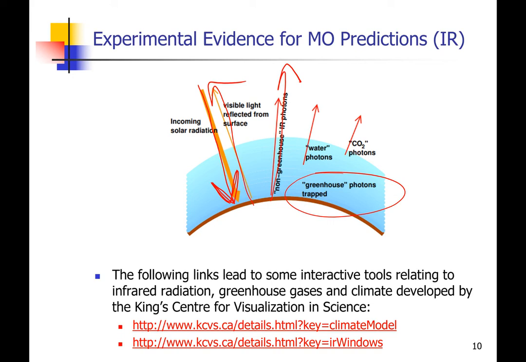I've also included links to a couple of visualizations from the King's Center for Visualization in Science. These are really cool little interactive apps or tools, whatever you want to call them. You can use them on a computer, you can use them on a phone. And the first one talks about infrared radiation and greenhouse gases and climate, and lets you play around with that a bit. And the second one is an app that allows you to essentially overlay different IR spectra for different greenhouse gases so that you can see how they interact with the black body radiation emitted from the Earth.